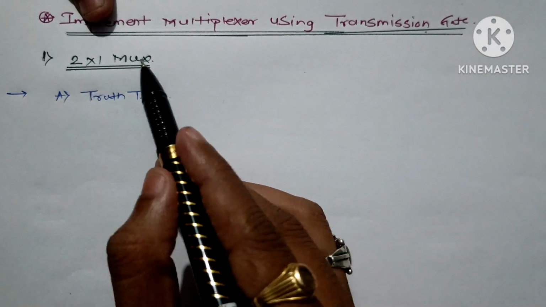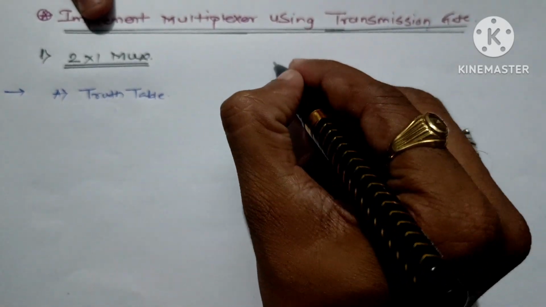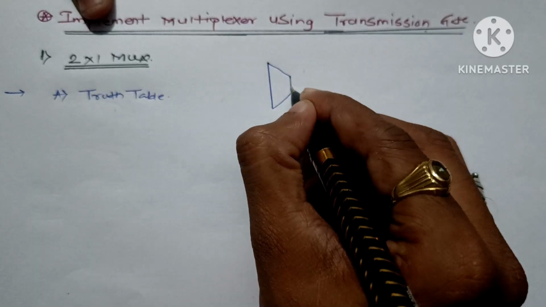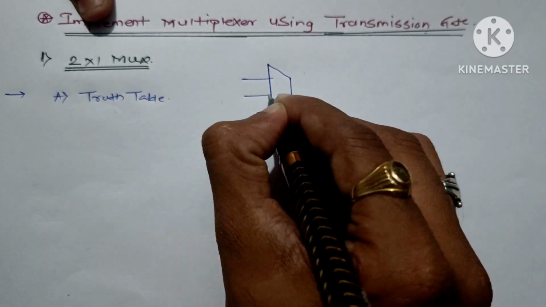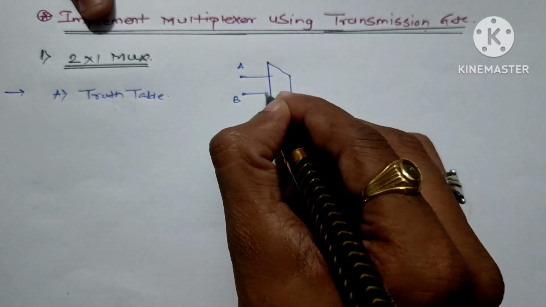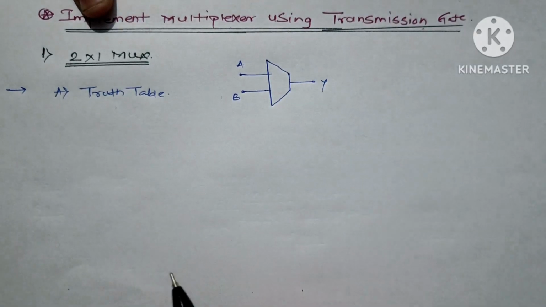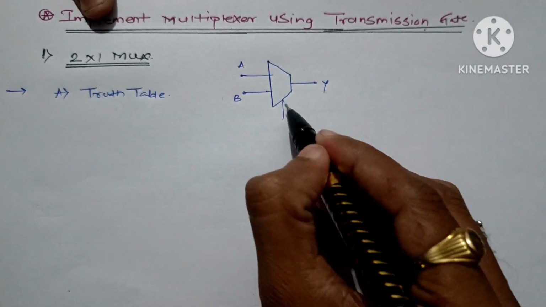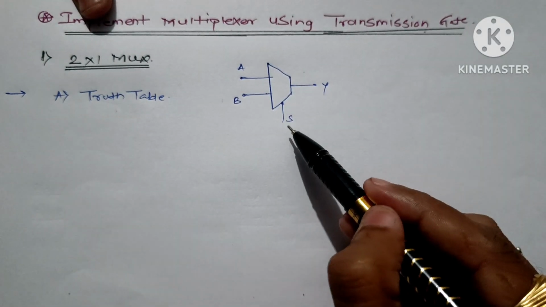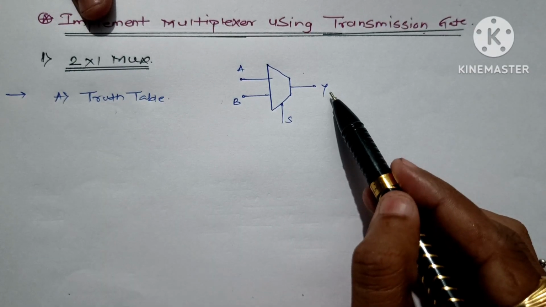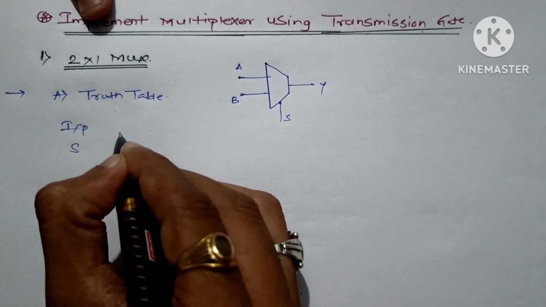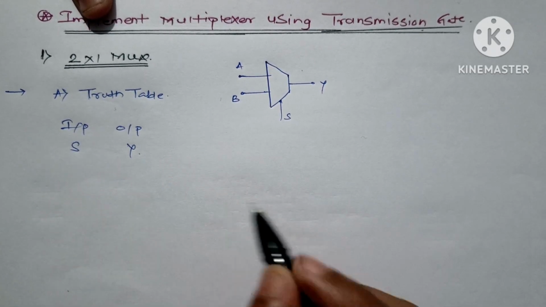So for 2 by 1 mux, if I draw its schematic, we can have two inputs. Let the first be A and the second be B, and we'll be getting one output as Y. Now for 2 by 1 mux we need a single select line. Let it be S. So we will have the select line S, two inputs A, B, and the output Y. Based on that we'll draw the truth table with input as select line and output as Y.